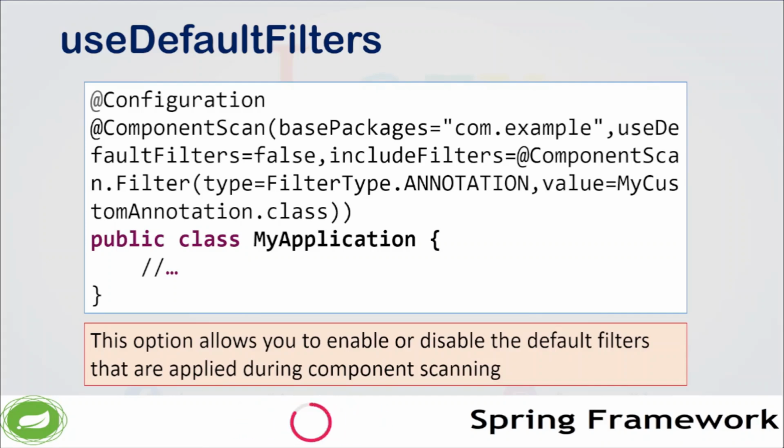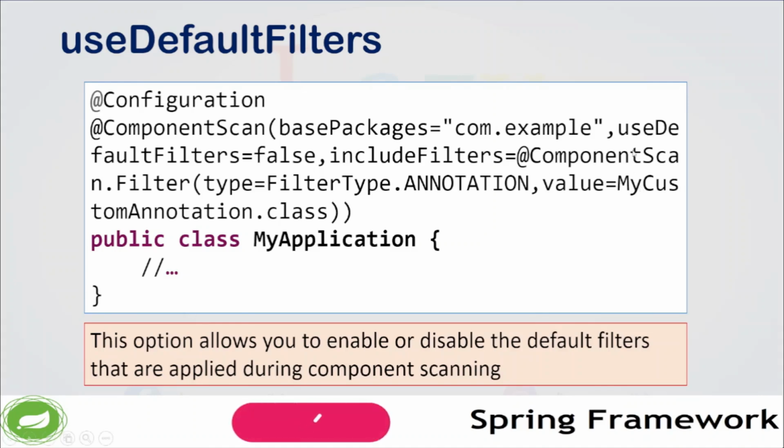When use default filters is set to true, which is the default, the default filters are applied during component scanning. But when it is set to false, the default filters are not applied and only the custom filters that are specified will be applied. So in this example, we are disabling the default filters by setting the use default value to false and instead using a custom filter to include only classes which are annotated with my custom annotation.